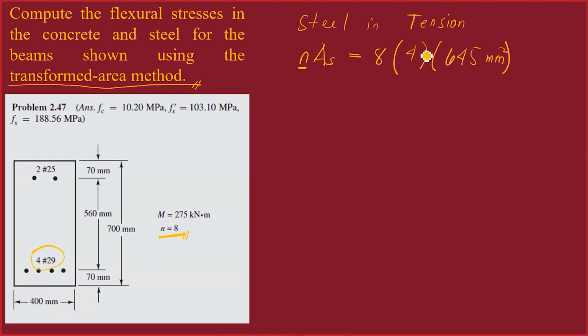I already placed the equivalent area, so I no longer compute π over 4 times d squared. So what is the value of nAS? 20,640 mm squared. So this is your nAS.